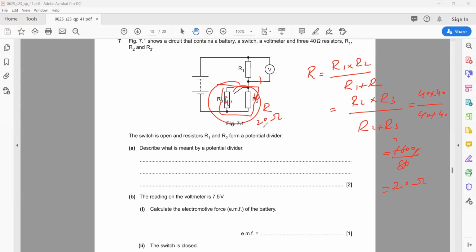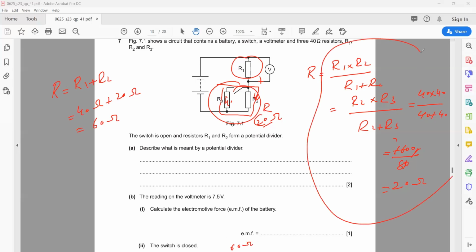But this one's answer and this one, they are in series. So in series, you know that resistance equals R1 plus R2. So here R1 is 40. For the parallel part, we found that is 20 ohm. So total is 60 ohm. So the answer here is 60 ohm. So you can show both of these.